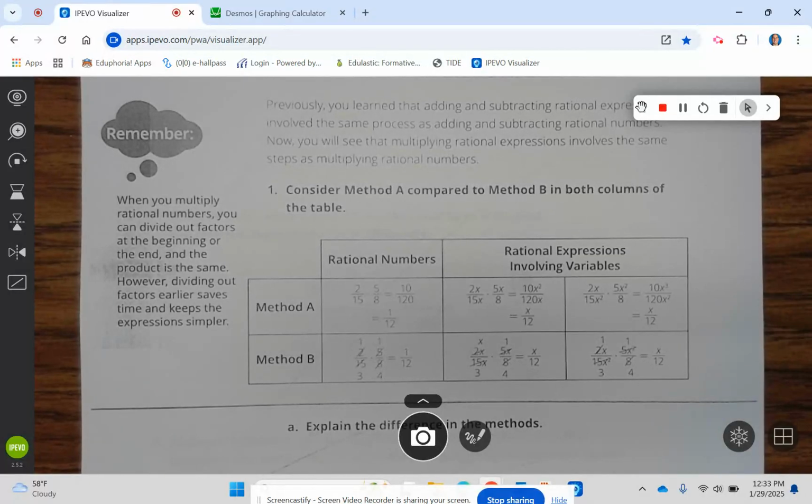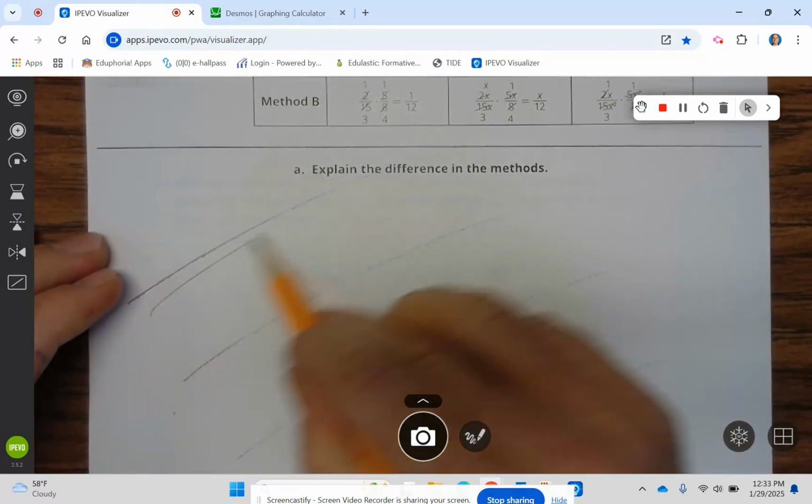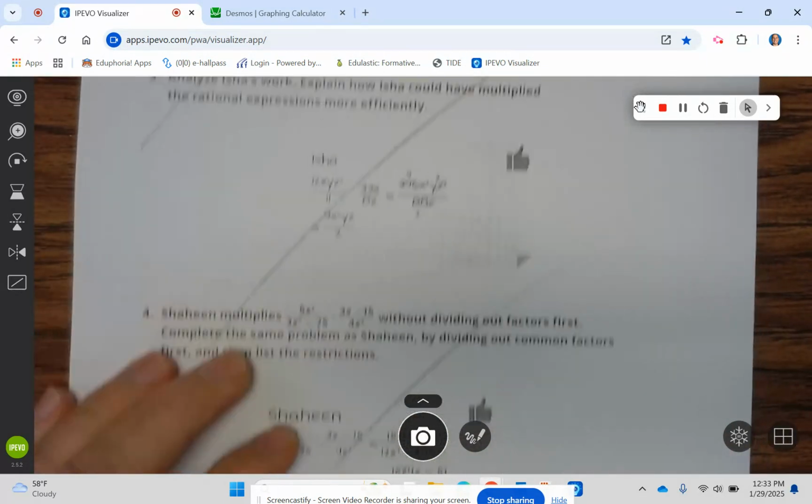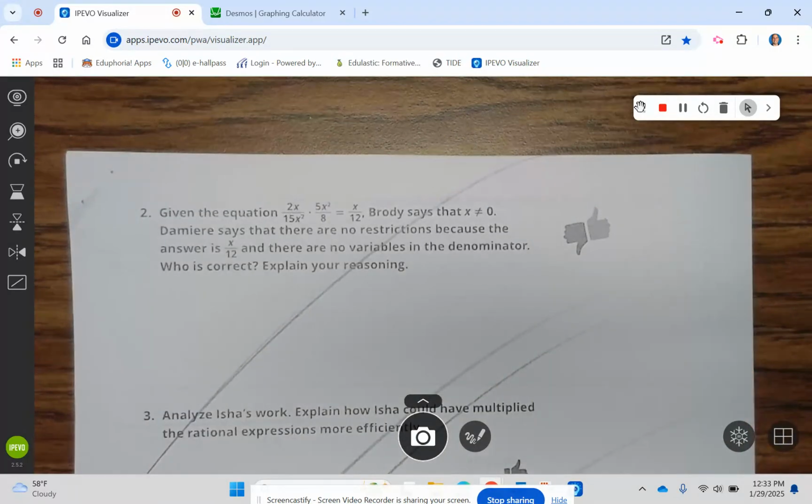1. Consider method A compared to method B in both columns of the table. Okay, go ahead and look over the table. All right, now go ahead and mark out A and B. Go ahead and mark out this page.